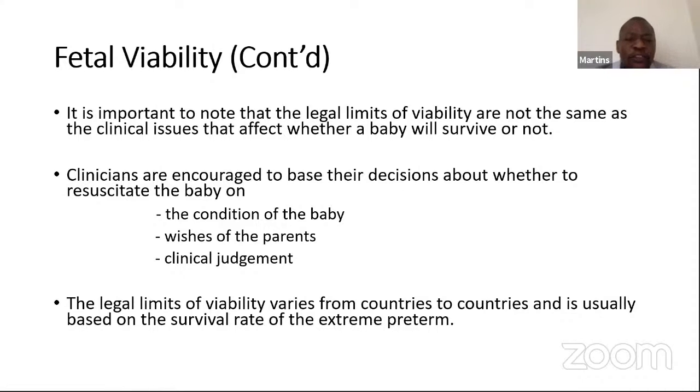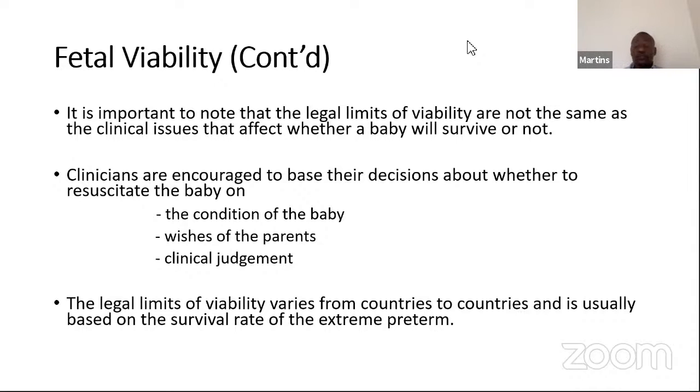So, like I mentioned, it's important to know that the legal limits of viability are not the same as the clinical issues. For instance, the condition of the baby: if the baby comes out with no activity, an extreme preterm infant, a 22 to 23 weeker, with no heart rate, would you want to go ahead and resuscitate this baby? Or if the baby comes out limp but has a heart rate, some flicker of movement, would you want to resuscitate this baby?